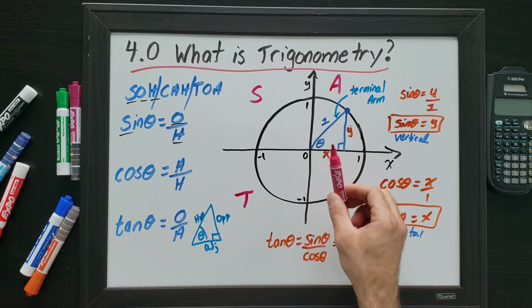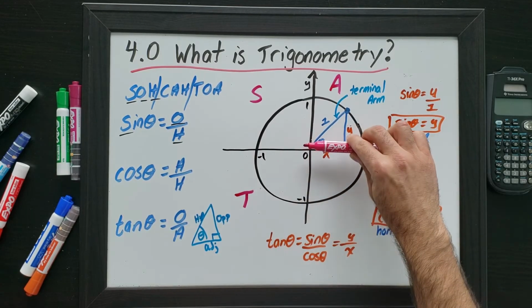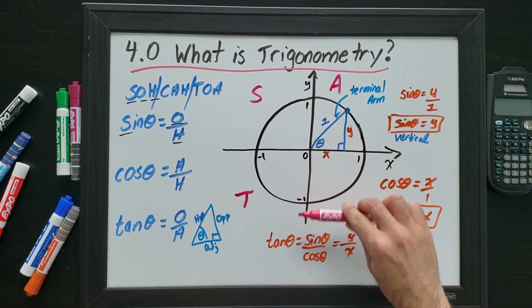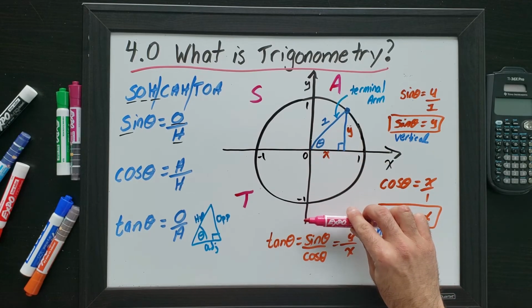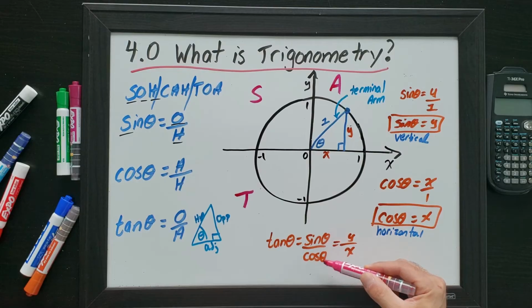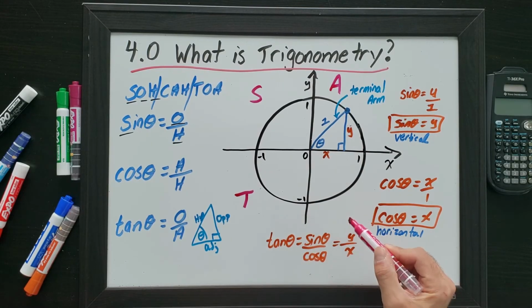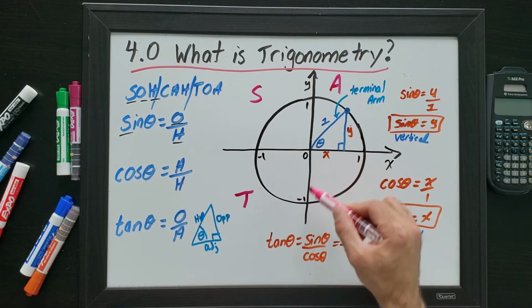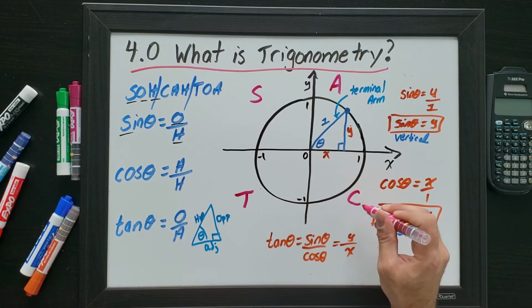Okay, and the last one we're going to come up with is on this side. I know sine is negative because the vertical distance is below the x-axis, but cos is positive. So if sine is negative and cos is positive, tan is also negative here. So the only sign that is positive here is cos.